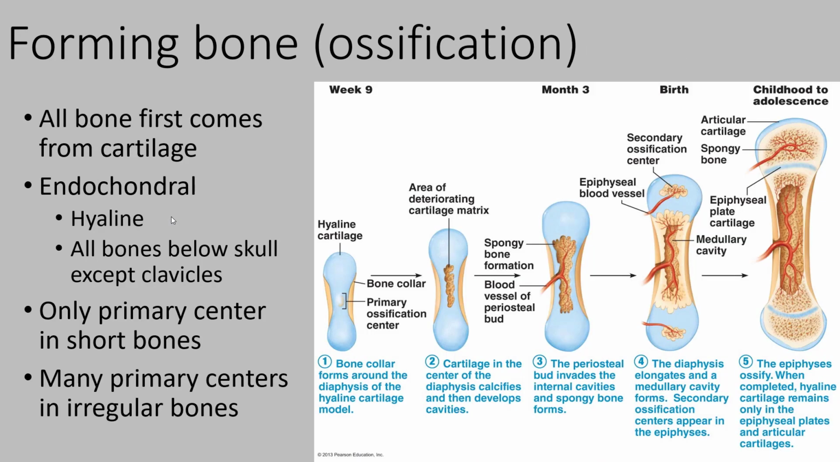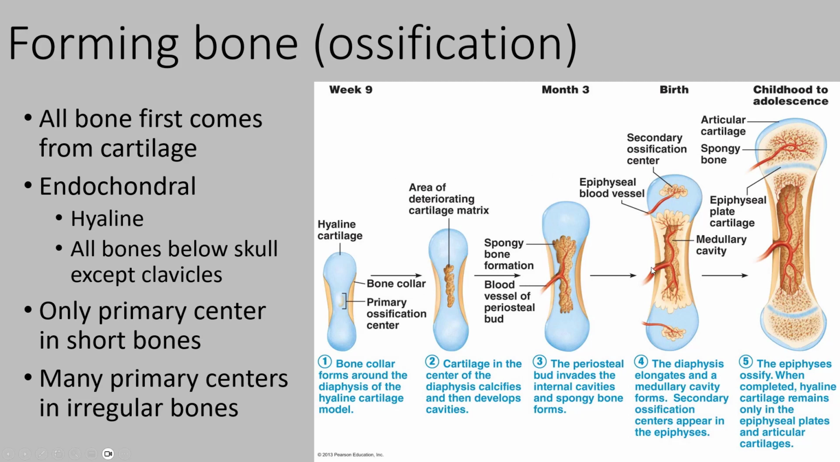So now let's talk about how bone is formed. Where does bone come from? It's called ossification. Ossification is the formation of bone. And all bone begins as cartilage. Different types of bone begin as different types of cartilage, but all bone begins as cartilage. First, what we see here is called endochondral ossification. We'll look at the other type in just a moment.